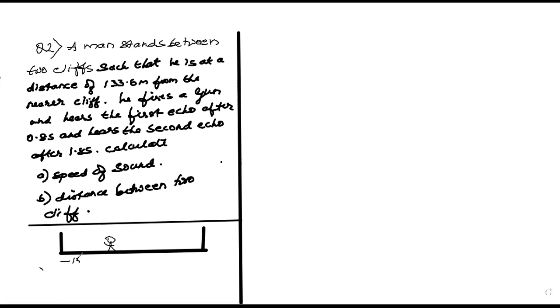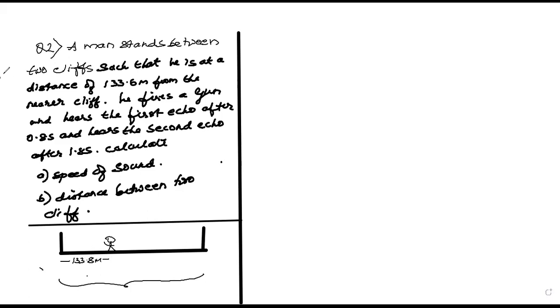133.6 meter is the distance. He fires a gun and hears the echo here, in 0.8 seconds. Now, we'll calculate the speed of sound. The speed of sound they want, and the distance between the two cliffs. They want the distance between the two cliffs.